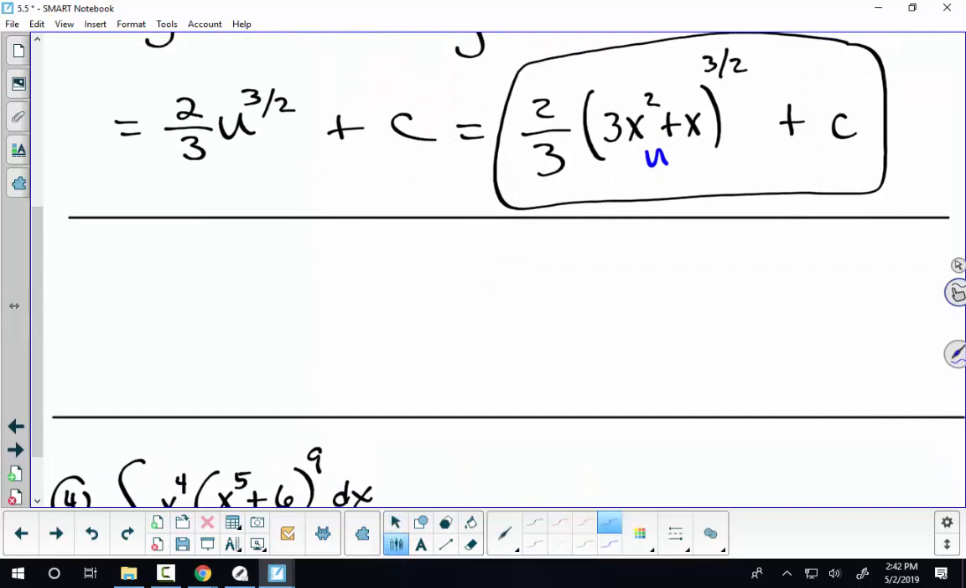Before we do this next one, some of the ones on your formula sheet from 4.9, like the cosine of ax, e to the ax, another way to view those is through a u substitution. Honestly, if you just remember them, it's much more efficient.